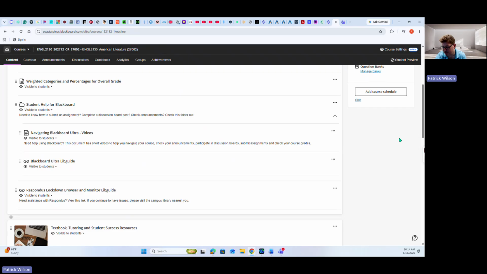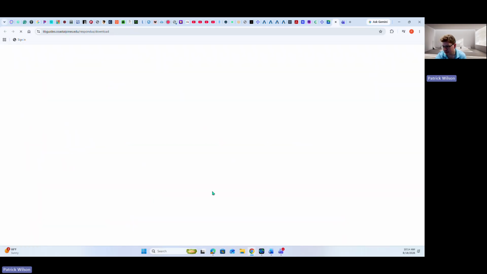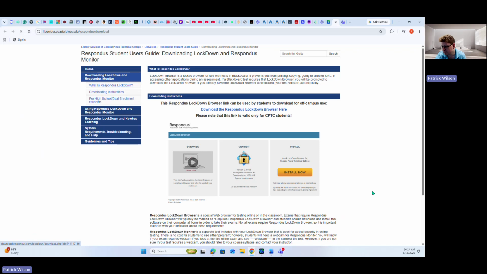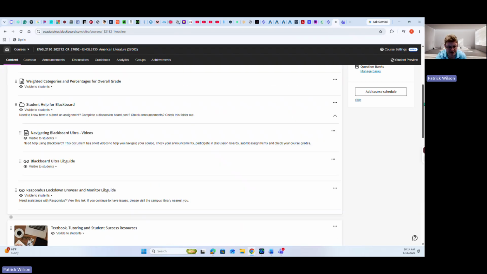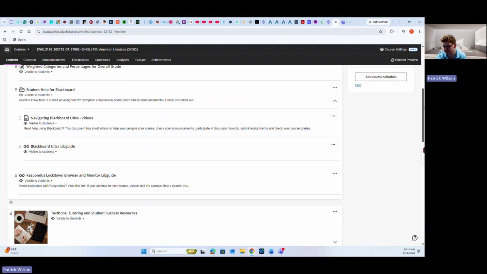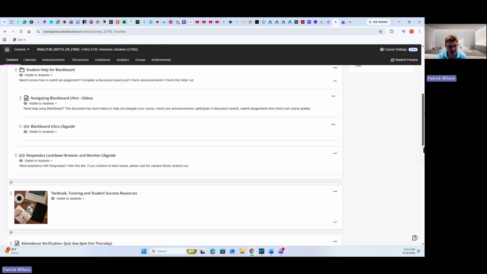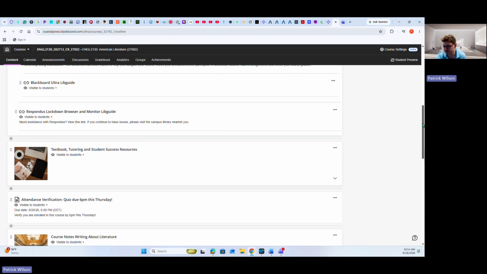If you need a refresher, you will need to get the Respondus lockdown browser. If you go here, it will tell you how to go about downloading it, and which one you would need. You definitely need that before you take any quizzes or exams in this class, because without it, you're not going to be able to complete them.